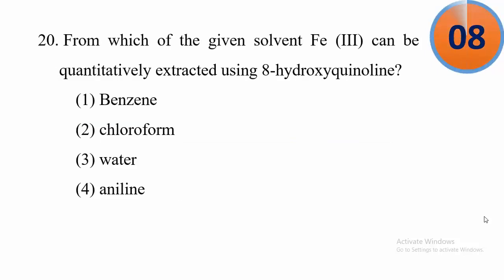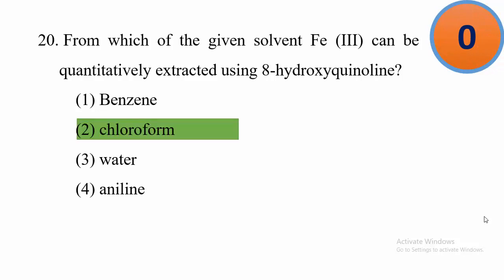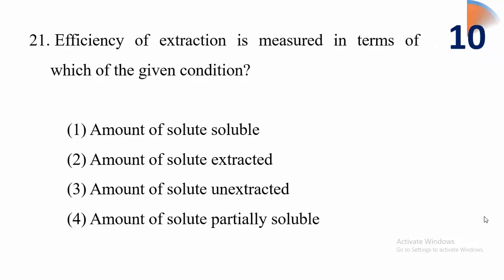Next question, from which of the given solvents can iron 3 be quantitatively extracted using 8-hydroxyquinoline? The solvents are benzene, chloroform, water, and lead. The correct option is chloroform, because in chloroform the complex of iron with 8-hydroxyquinoline can be quantitatively extracted, and therefore chloroform is the best solvent.